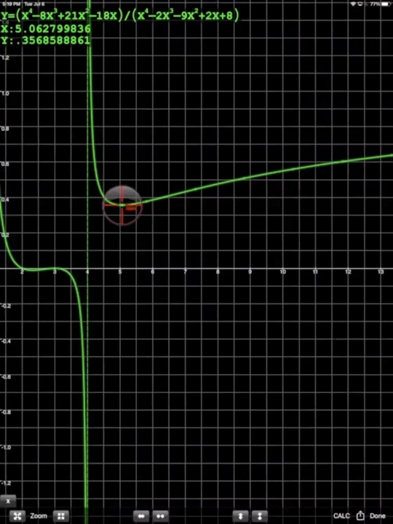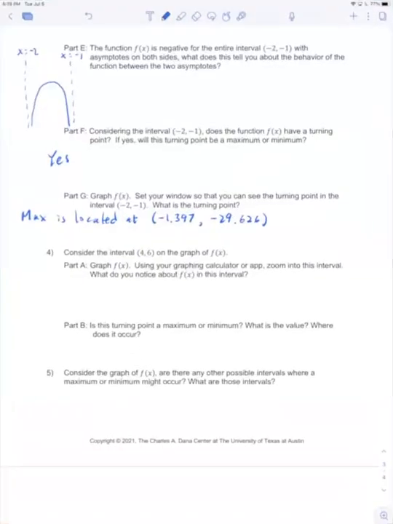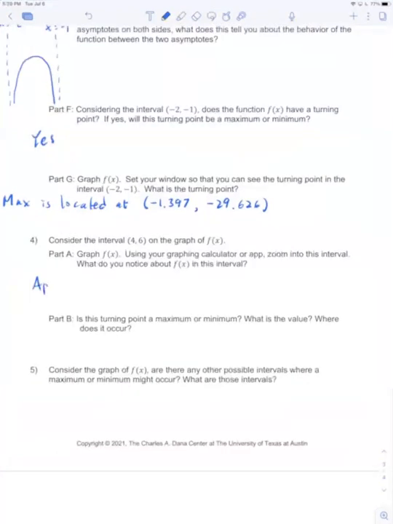And what was the question? I have to go back and reread it. So we are at part A. It says graph f of x, and we had that graphed already. Using your graphing calculator, zoom into this interval. What do you notice about f in this interval? There appears to be a turning point around just above x equals 5.